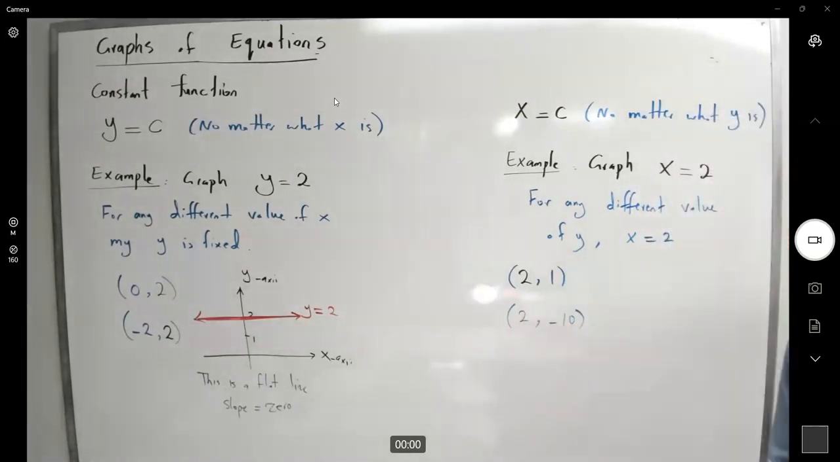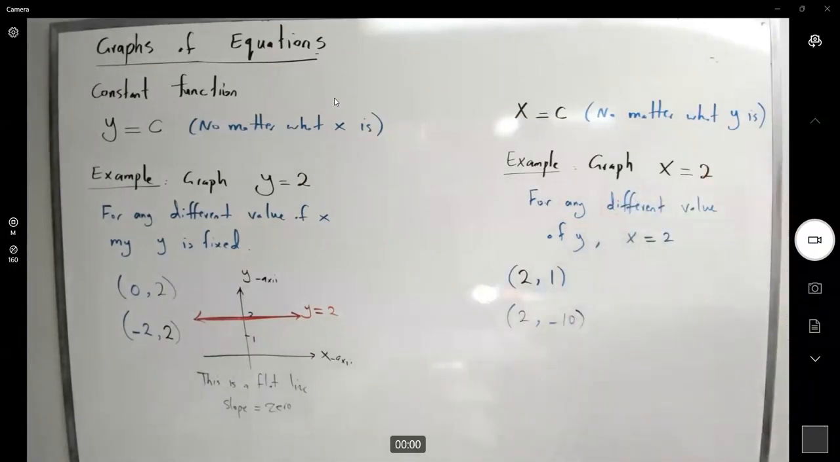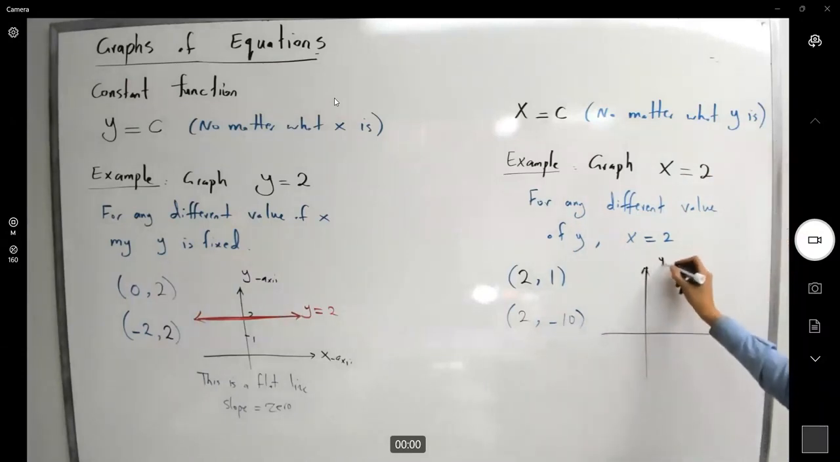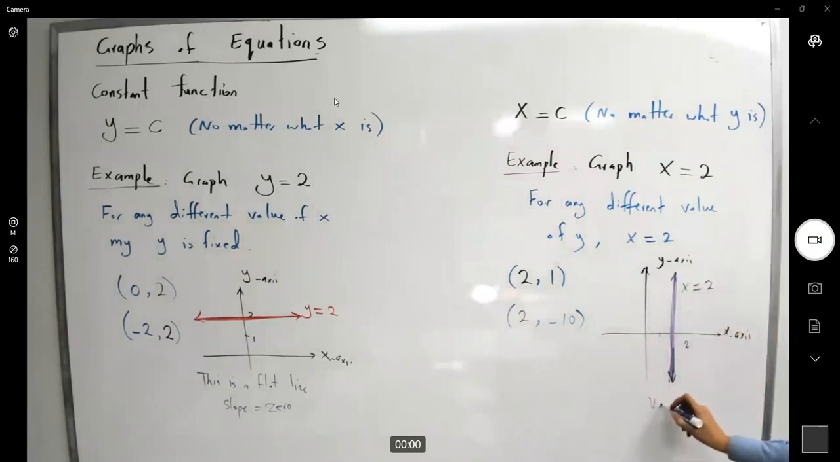So how do I graph this? It says no matter what your y is, your x is always 2. So it's going to be the graph of this line. My x is 2. And you get a vertical line. X equals 2, vertical line.